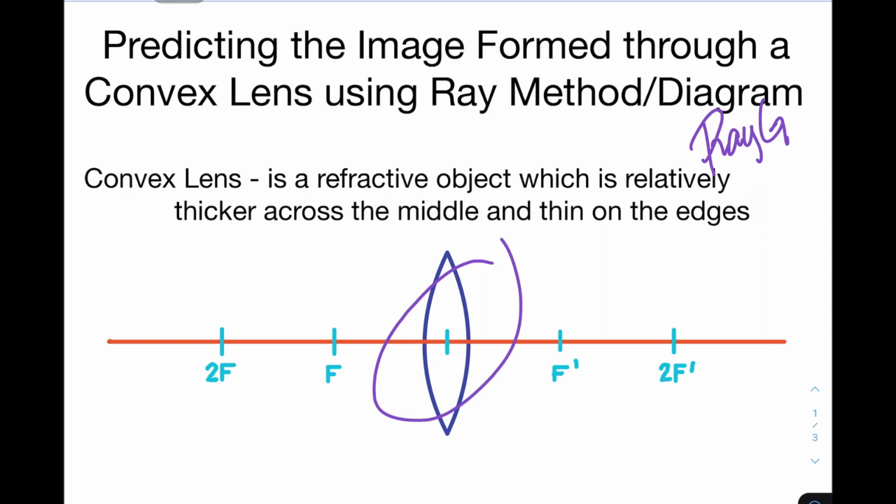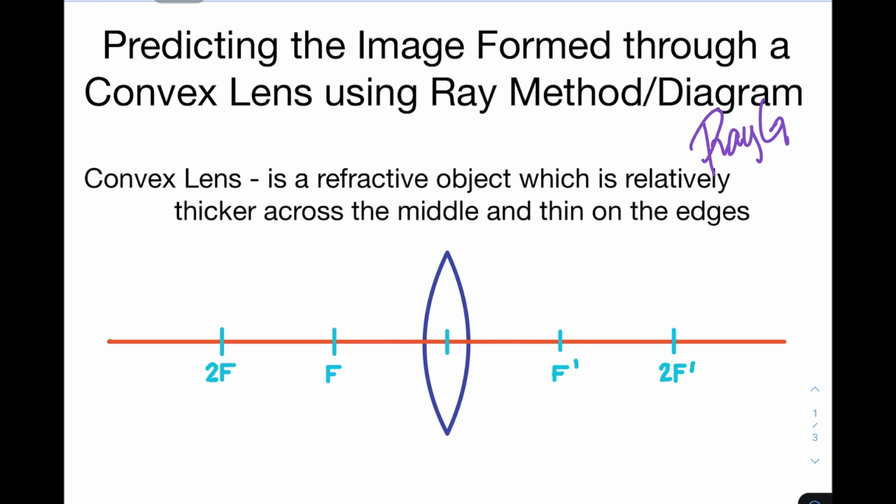Here we have the illustration of the convex lens in the middle of the diagram, and we have marked the areas of F, or the focus, and 2F, which is twice the distance from the optical center, the middle part of the lens. On the other side, we have the focus prime and the 2F prime.